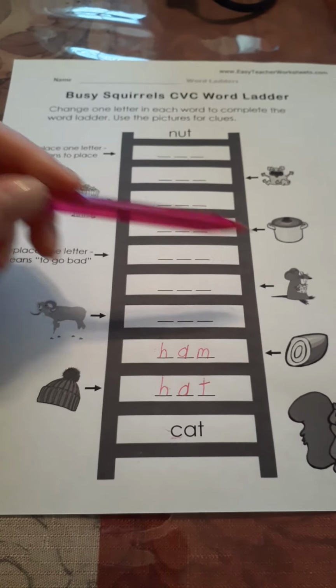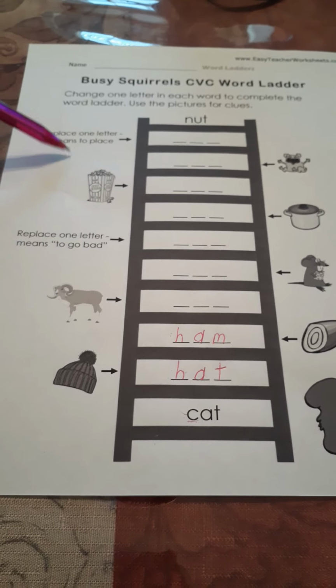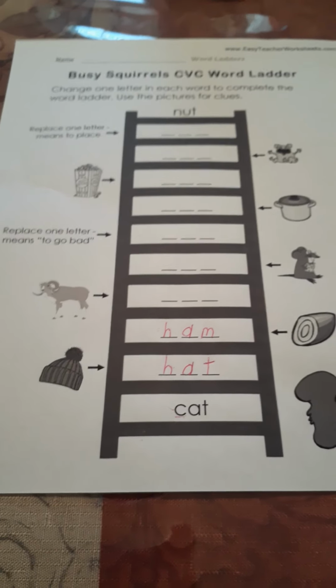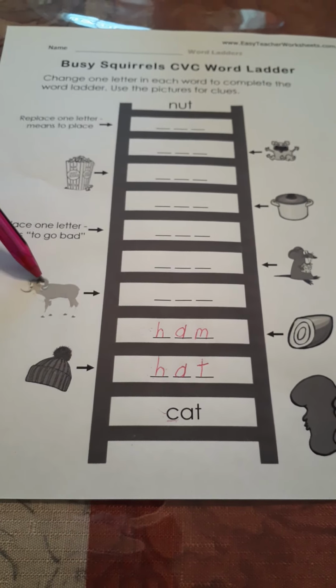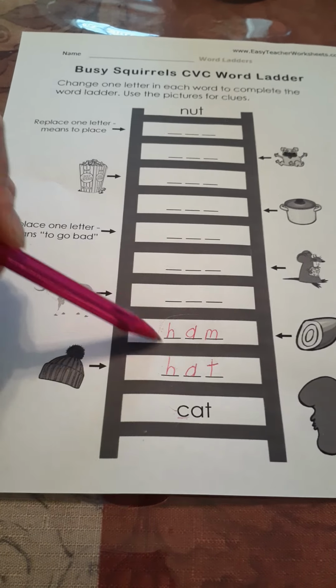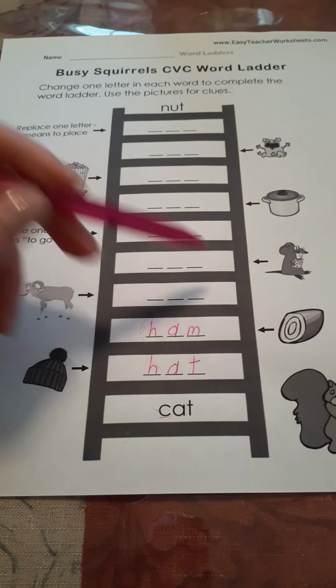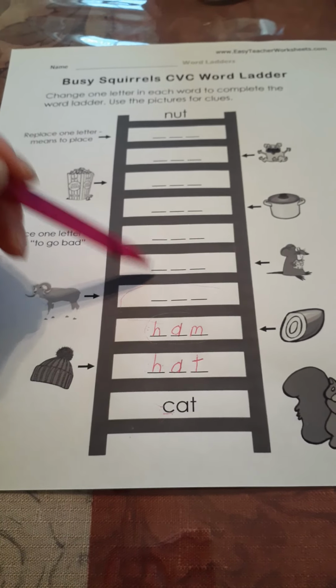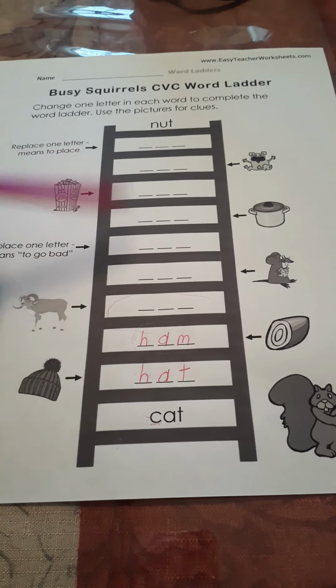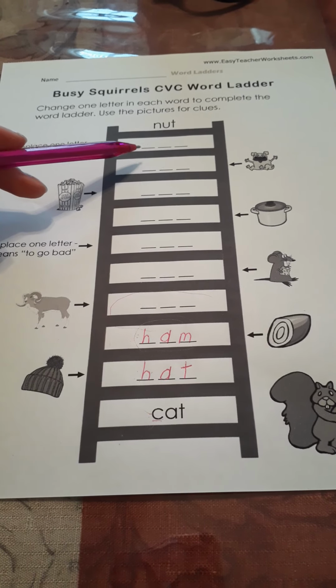Each one has either pictures or a little sentence to help you figure out what that word is supposed to be. So this one has a picture here, and you would figure out what letters you need to change to make this a ram. So what letters do you need to change from here to make the word ram? And it just goes up. You change a letter to make it match the picture for each word.